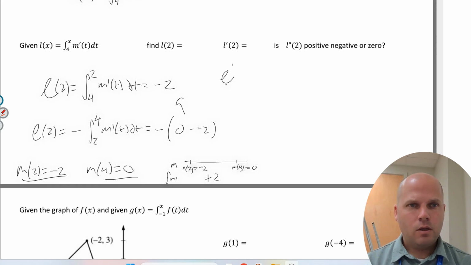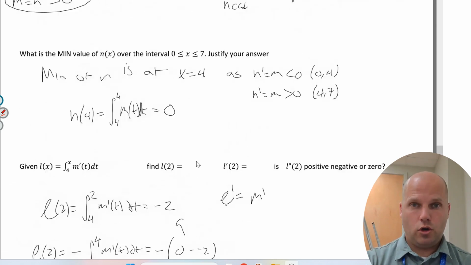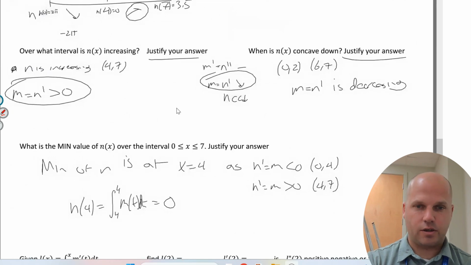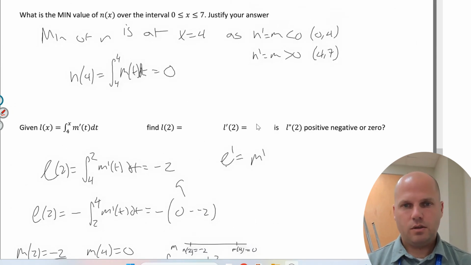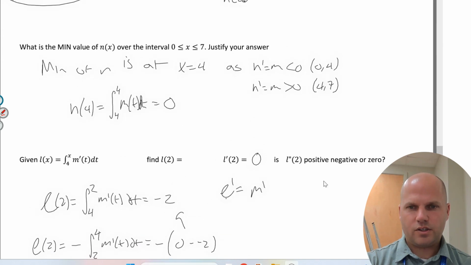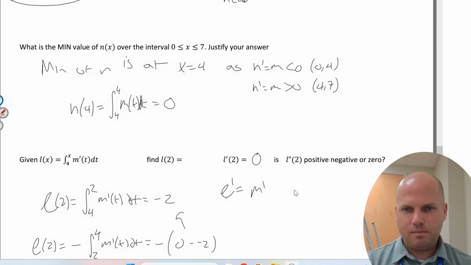Okay, L prime will equal M prime. So L prime of 2 is M prime of 2. This is M. Okay, it's still 0. It's still going to be the same. L and N are going to be kind of related. Oh, great question. L double prime is equal to M double prime of 2.